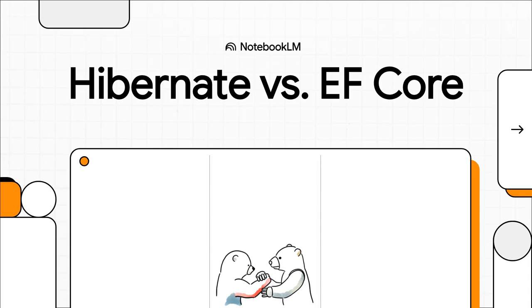All right, let's dive into a classic developer debate, Hibernate versus Entity Framework Core. We're talking about the two heavyweight object relational mappers, one from the Java world and one from .NET. And if you work in either of those ecosystems, you're going to want to stick around for this.